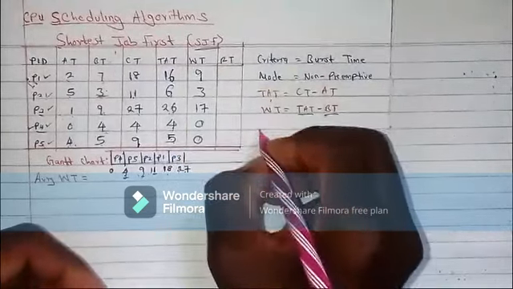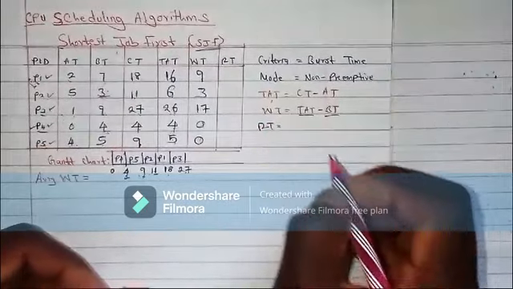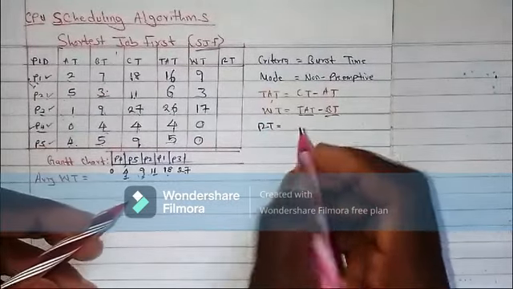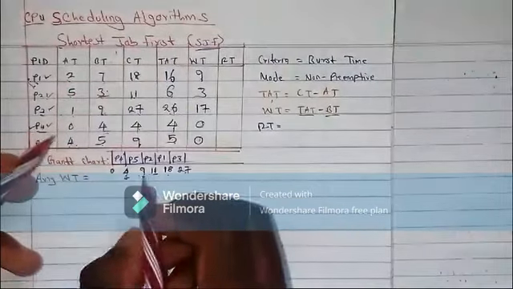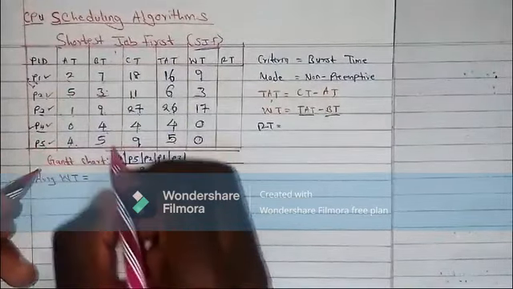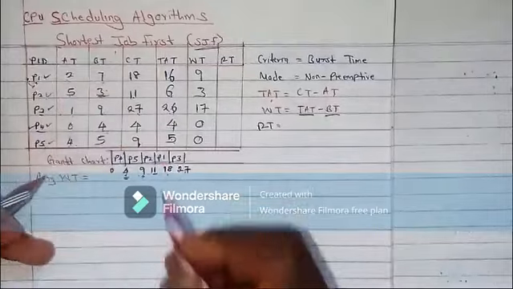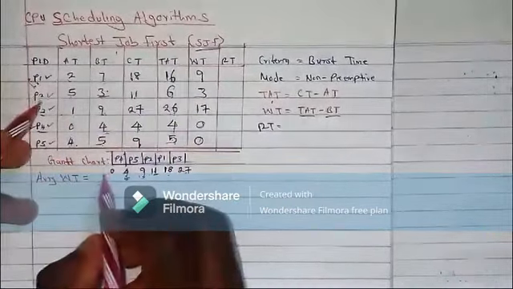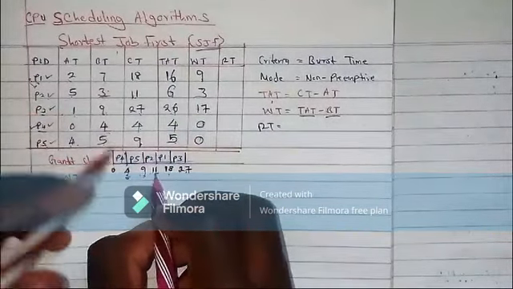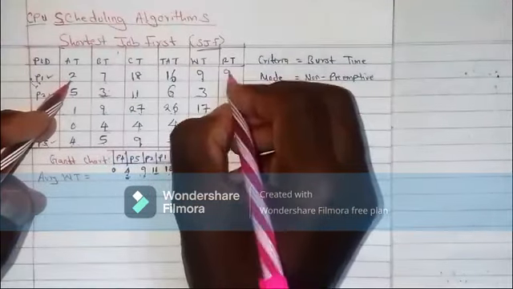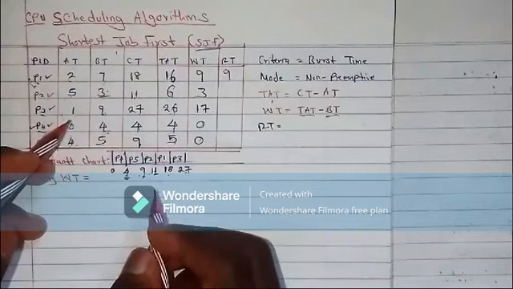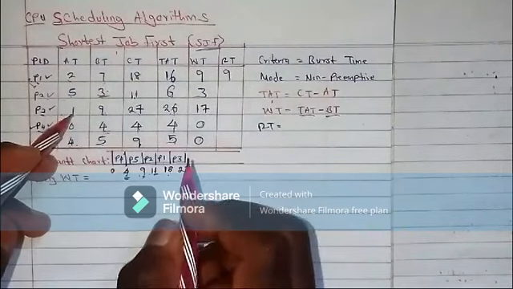Now the response time is calculated as the time when the process got first allocated to the CPU minus its arrival time. When the process was allocated to the CPU minus the arrival time. Now we want to check on P1. P1 arrived to the CPU at 11. 11 minus arrival time of 2, you get 9. That is the response time of P1.